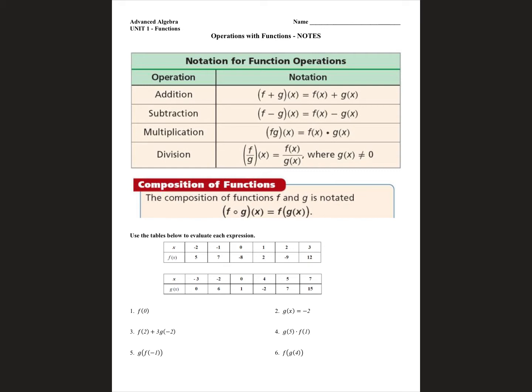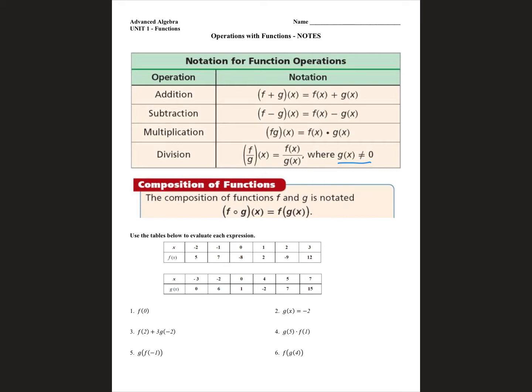With multiplication, f times g of x is really f of x times g of x. And then with division, we have f divided by g of x is really f of x over g of x. And you need to make a quick note, g of x cannot be equal to 0. And that's because if you recall with fractions, we can't divide a fraction by 0. You can never have 0 in the denominator of a fraction.